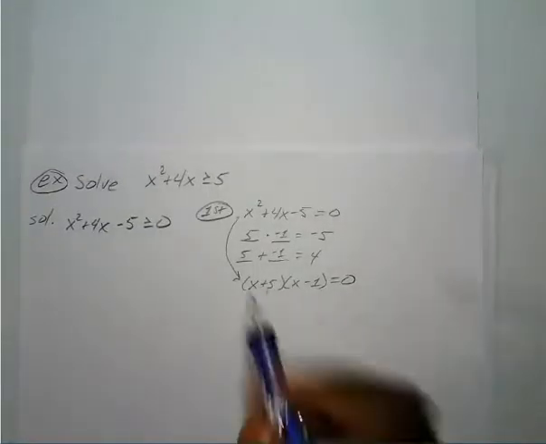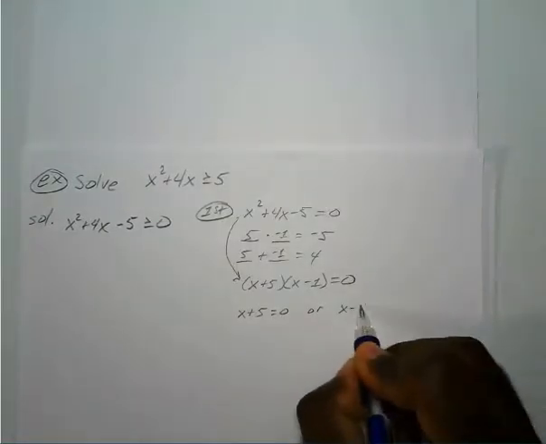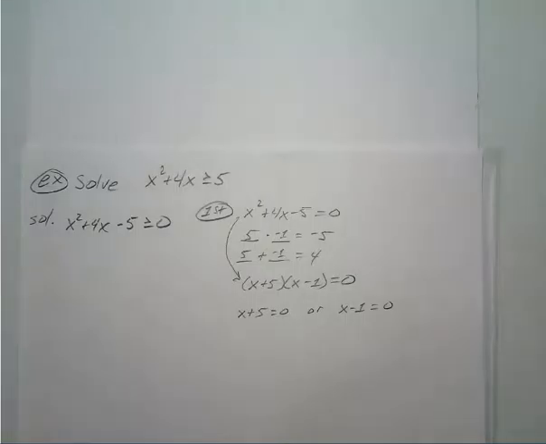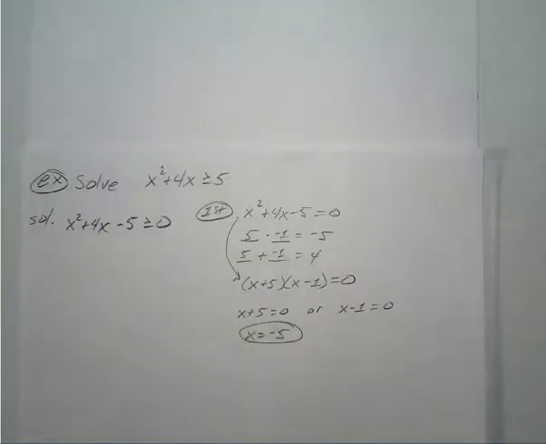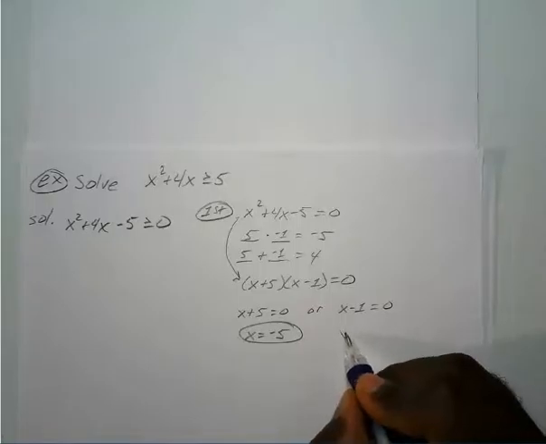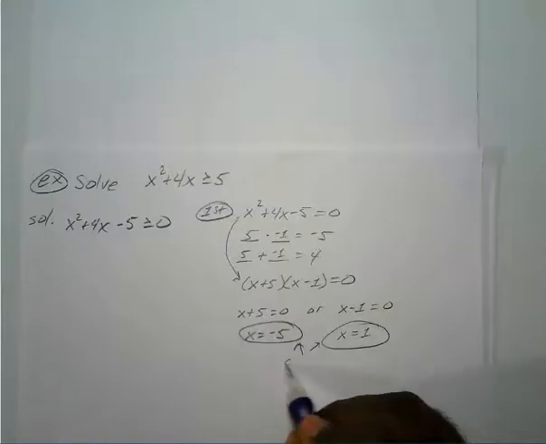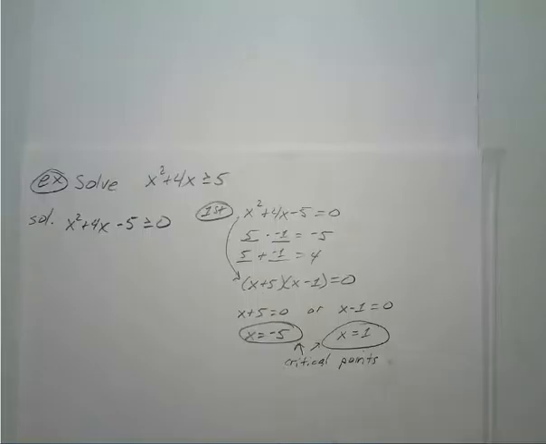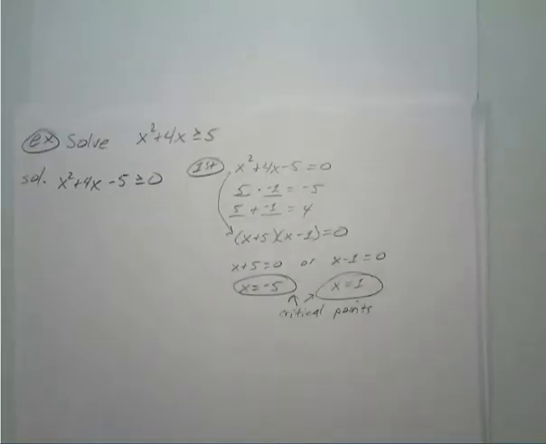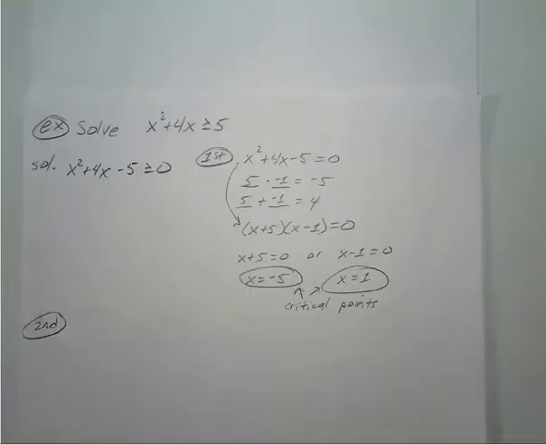So if we set both of those to 0, that's x plus 5 equals 0, or x minus 1 equals 0. So if we subtract 5 from both sides, we have x equals -5. And if we add 1 to both sides here, we have x equals 1. Okay, so we now know our critical points. Okay, so that brings us to our second step, where we put them on a number line.